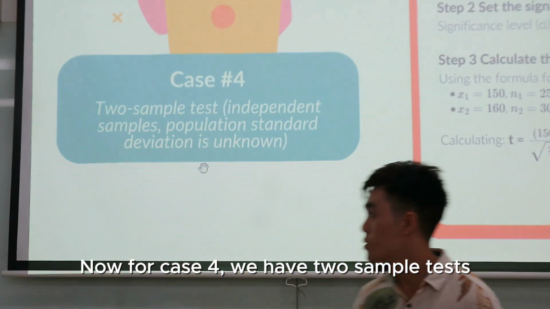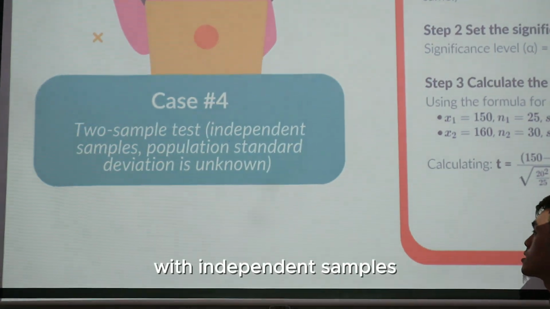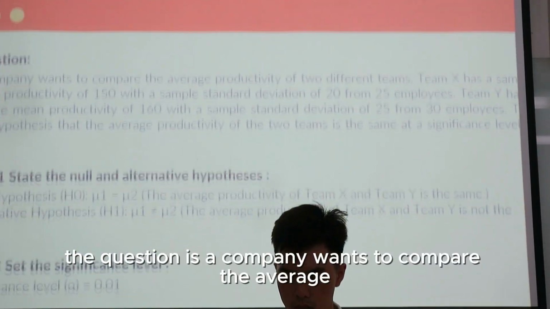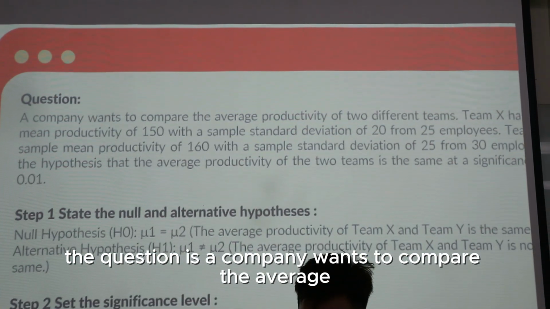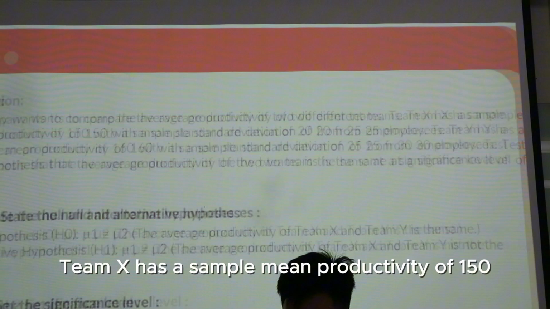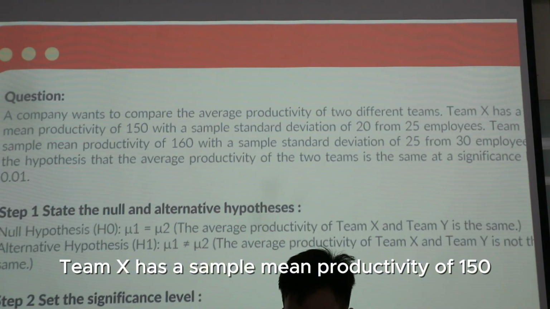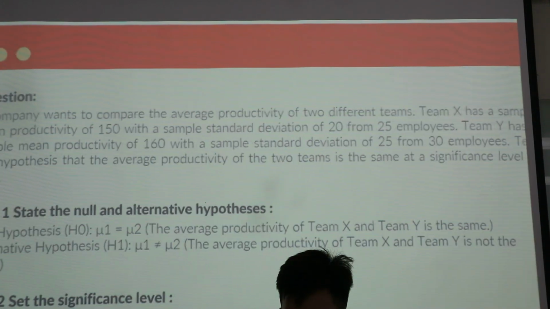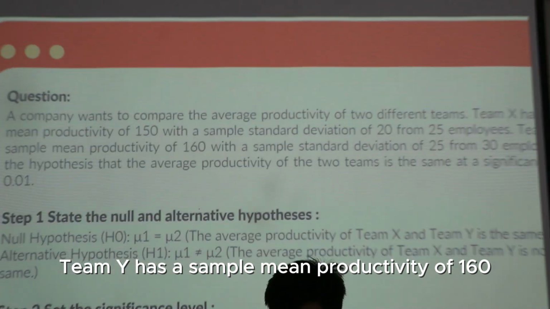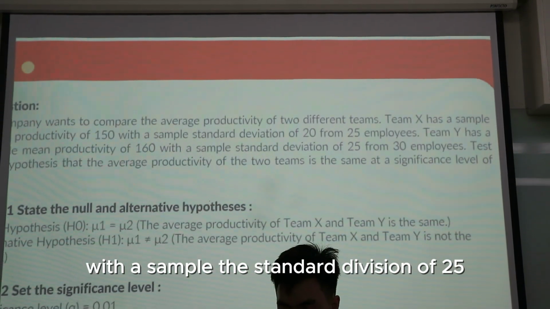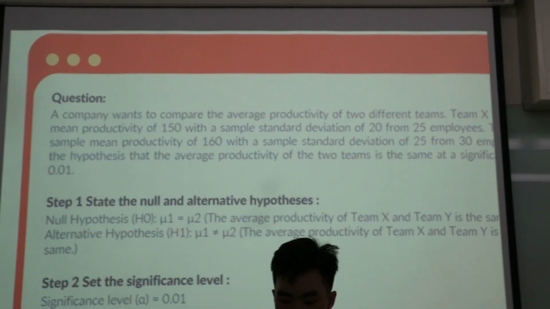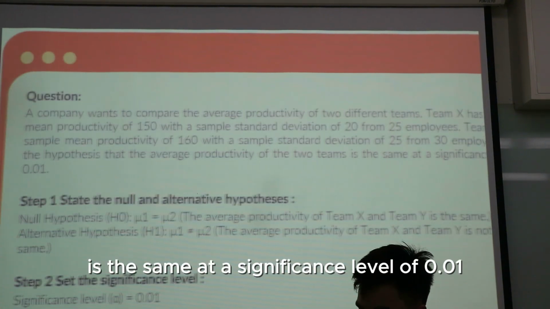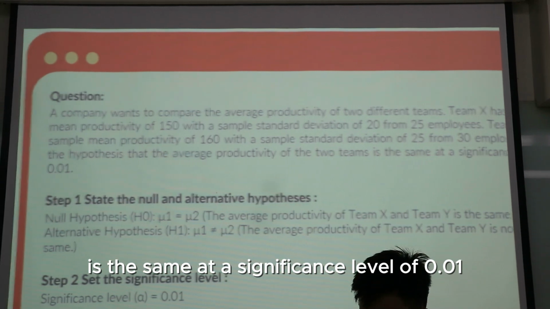Now, for case 4, we have two sample tests with independent samples. Population standard deviation is unknown. The question is, a company wants to compare the average productivity of two different teams. Team X has a sample mean productivity of 150, with a sample standard deviation of 20 from 25 employees. Team Y has a sample mean productivity of 160 with a sample standard deviation of 25 from 30 employees. Test the hypothesis that the average productivity of the two teams is the same at a significance level of 0.01.